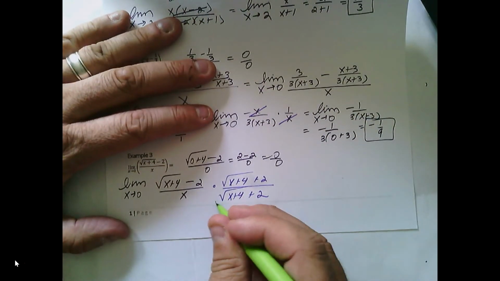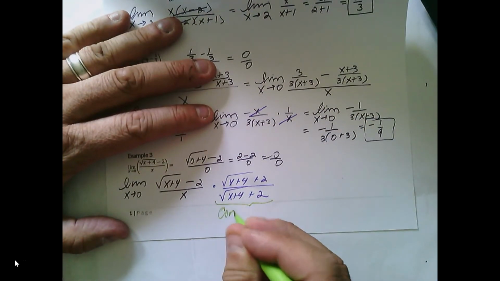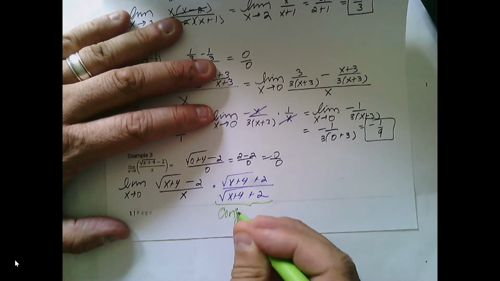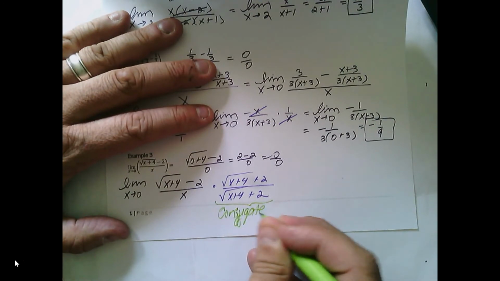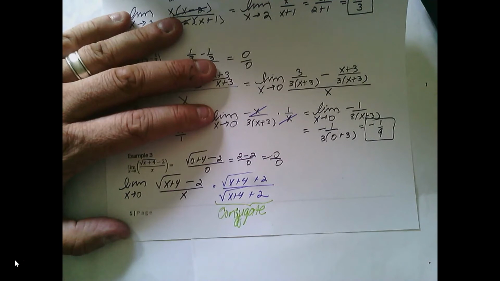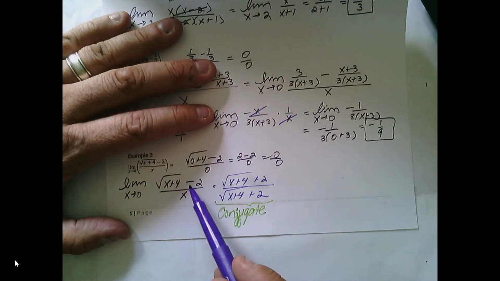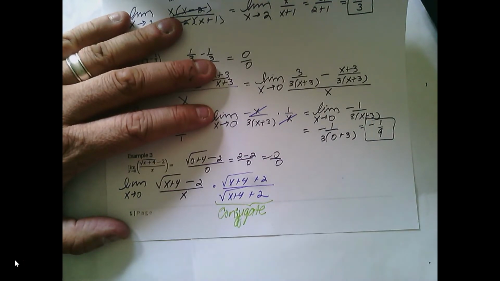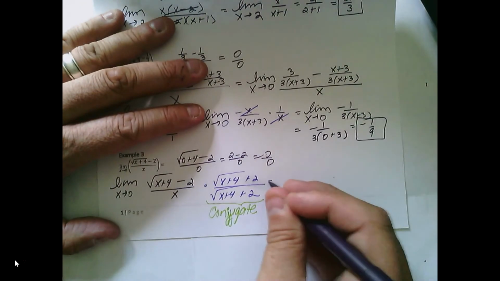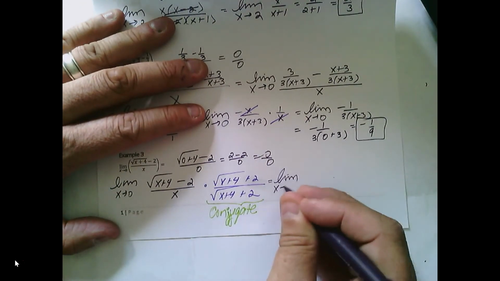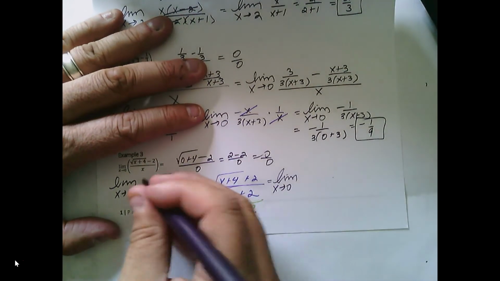And this is called the conjugate. C-O-N-J-U-G-A-T-E. Again, the conjugate is formed by changing the sign in between. And you might say, well, why would we do that? Well, when you do this, take the limit as x approaches 0.